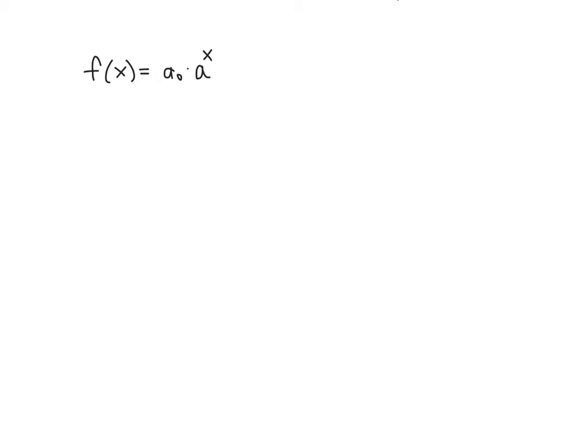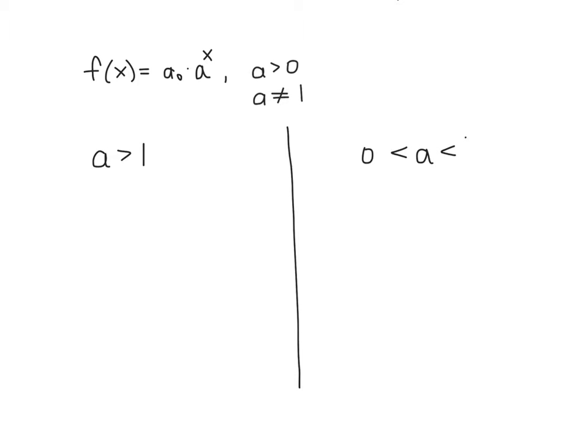So we could write an exponential function in general as a sub 0 times a to the x, where a sub 0 is our constant out front and a is our base. Now our base a is a positive value, it's greater than 0, and it's not equal to 1, because if our base was 1, we would have 1 to the x, which would end up giving us just a function that is constant. Now when talking about our base a, let's break this up into two cases. Let's look at what happens when our base a is greater than 1, and then let's also look at what happens when our base a is between 0 and 1.